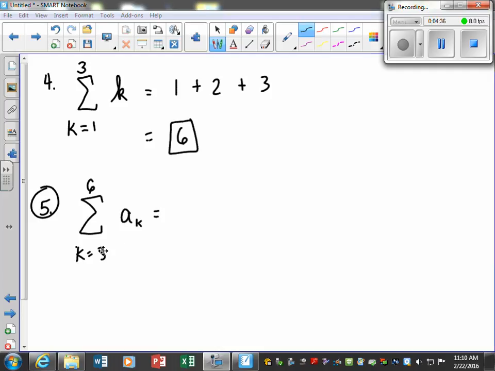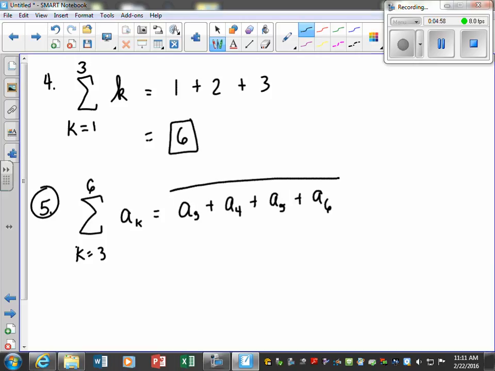Okay, so we change our index. This time it's not 1, and it's not always 1, so be careful. Make sure you pay attention there. So we start at 3, and we're going to take the sum of all the terms going to 6. So everywhere there's a k, we're going to replace it, starting at 3, and we continue till we get to 6. And we don't know any other values, and there's nothing we can add there to simplify it any further than this.